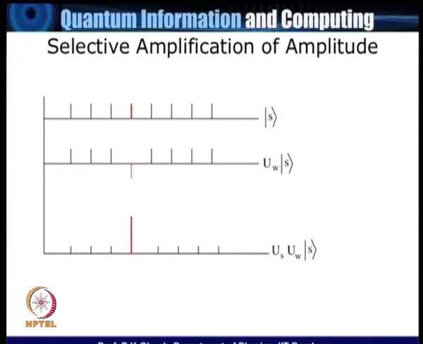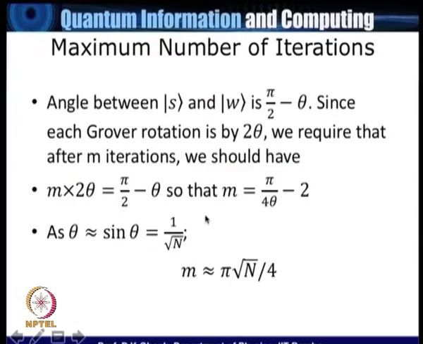So initially I have this state S. It's not visible here, but there is a red color there, and that is my marked state, the fourth one. The application of UW will invert that and leave all others the same. When you apply US after that, all these become much smaller and this becomes amplified so that the amplitude is 5 times as much. So the probability becomes 25 times.